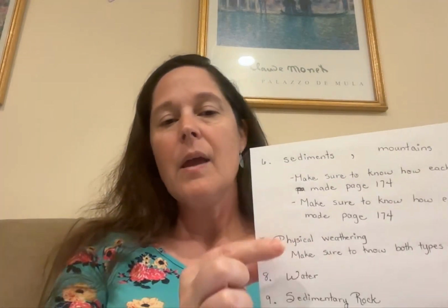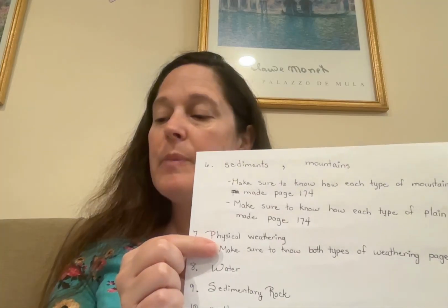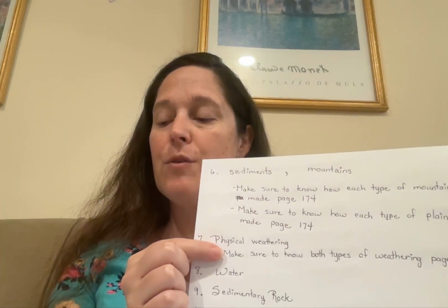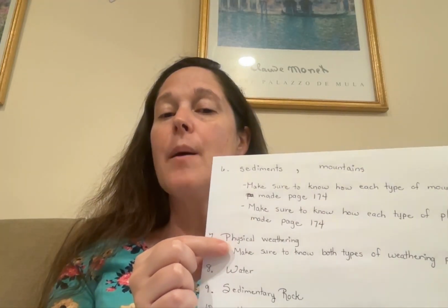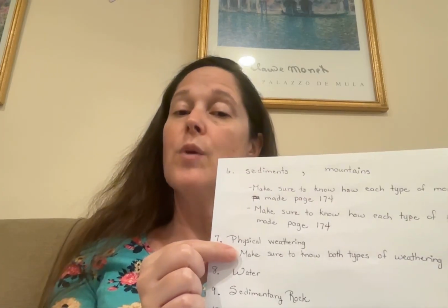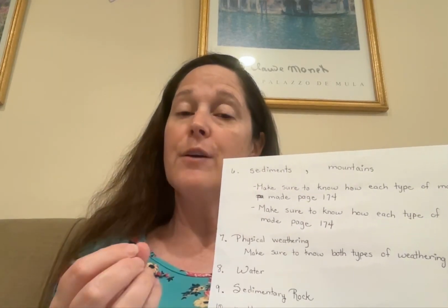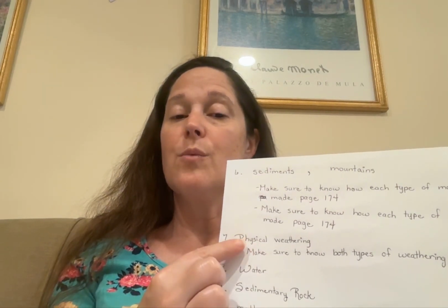The answer is physical weathering. Physical weathering. And the reason it's physical weathering is because nothing changed in the chemical composition. Whereas in chemical weathering, the chemical structure will be different, such as iron that's been oxidized and become rust in a rock.